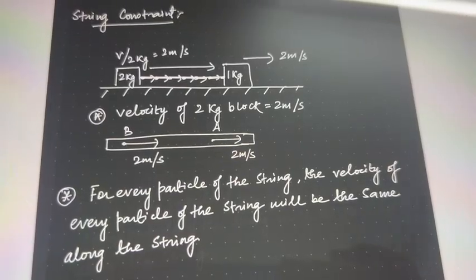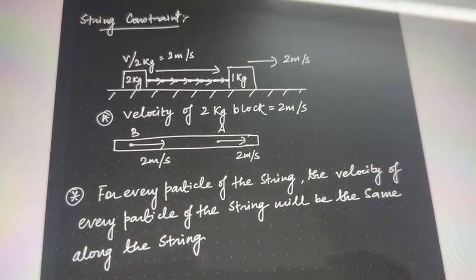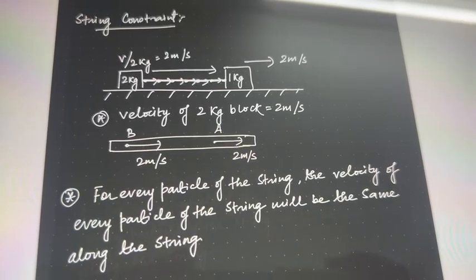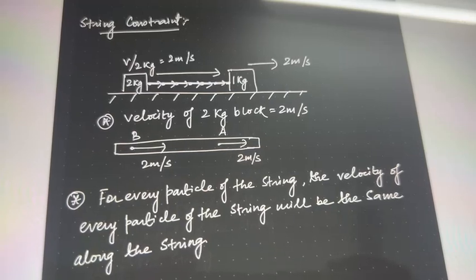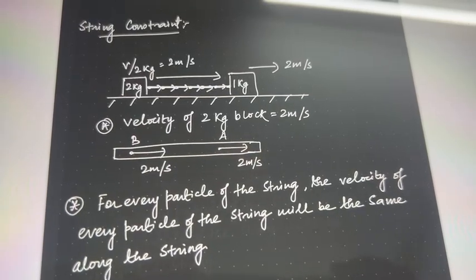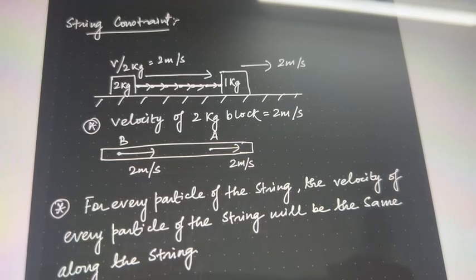Now see, if I tell you about string constraint, please try to understand what is the concept involved in string constraint. Suppose there are two blocks, one of 2 kg and one of 1 kg. The 1 kg block is moving with a velocity of 2 meter per second. Can we say that the velocity of the 2 kg block will also be equal to 2 meter per second?